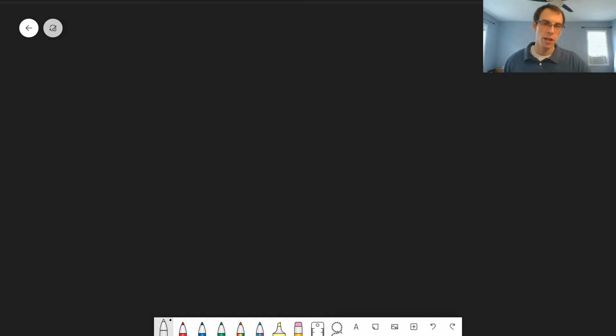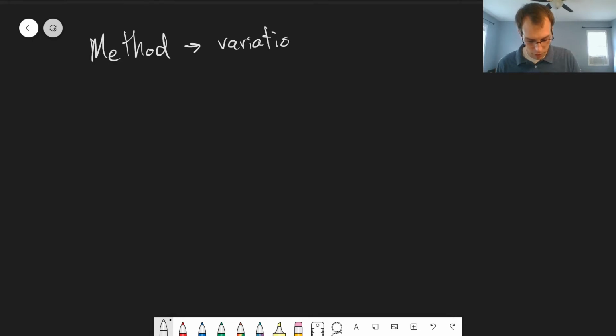Now, when actually doing ab initio computational chemistry, there are two parts that we have to specify about our calculation. One is the method, and the method is how we actually do the calculation. This roughly tells you whether you are using variational theory and what approximations you are using to do so. So this would be variational versus perturbation theory approaches.